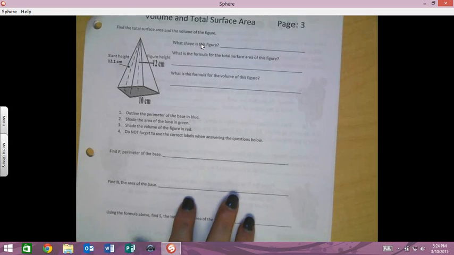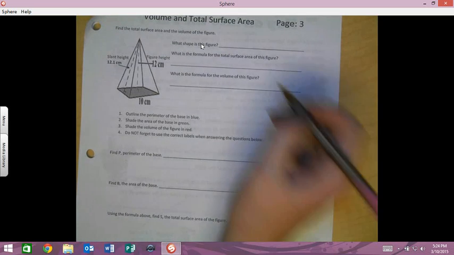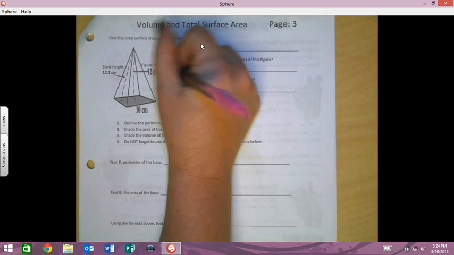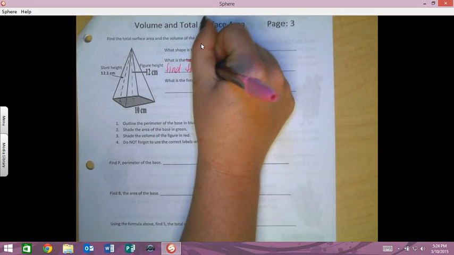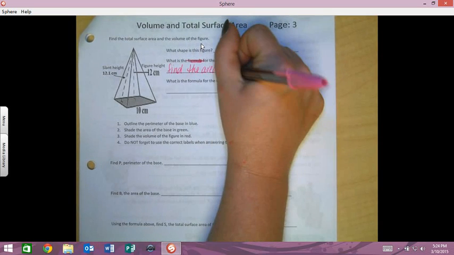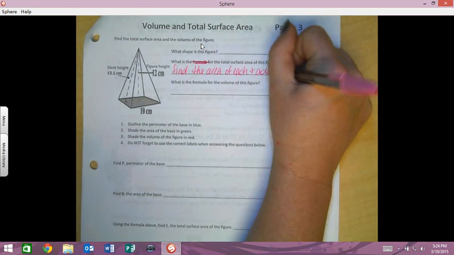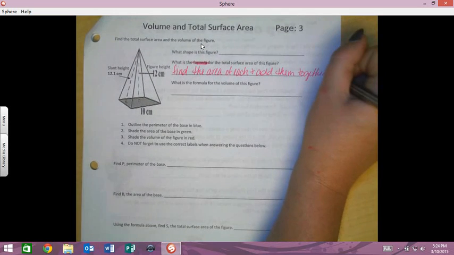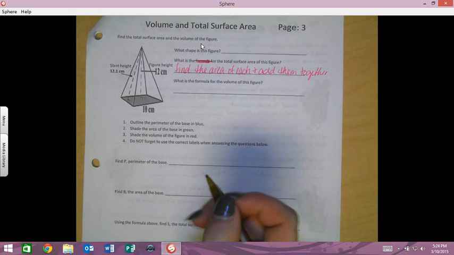Okay. On this next one, you're doing the exact same thing. You're going to be shading in blue, green, and red. Do not worry about the formula for total surface area, because we're not using formula. We're doing the same thing. Find the area of each shape and add them together. Alright, so volume. Now this time we are doing a pyramid.